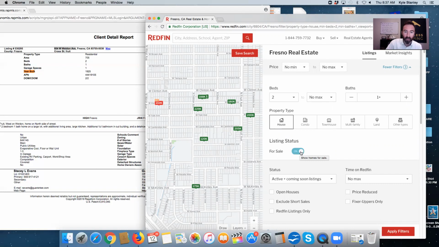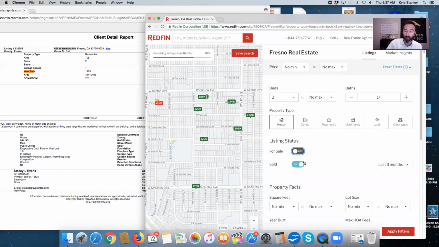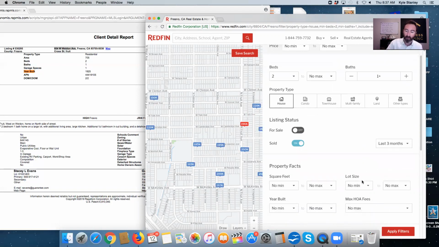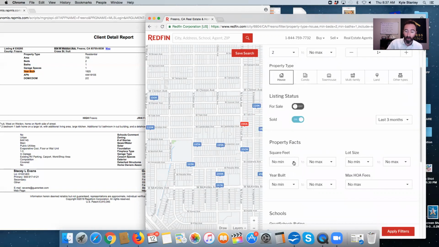If something is on sale for 180 but has not sold yet, I don't know that that's the value of the property. So I want to go for sold. Let's start with the last 3 months and see what happens. If there's not enough to pick from, then I might go the last 6 months from there. And then square feet.